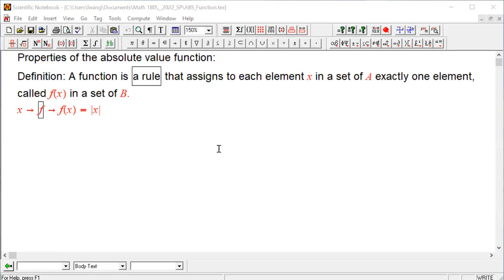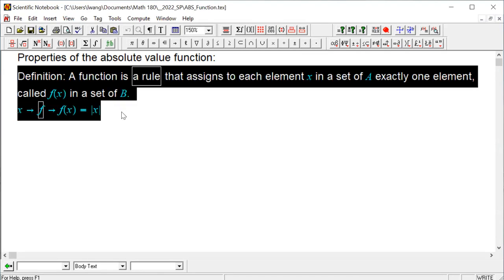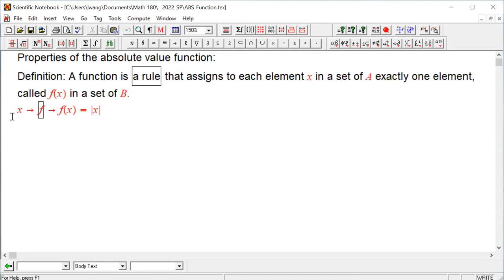In this lesson, we're going to talk about some important properties of absolute value. We start by reviewing the absolute value function. The rule of this function will take any input and then take the absolute value as output. Suppose we have input A, and we take the absolute value of A and we get the output.